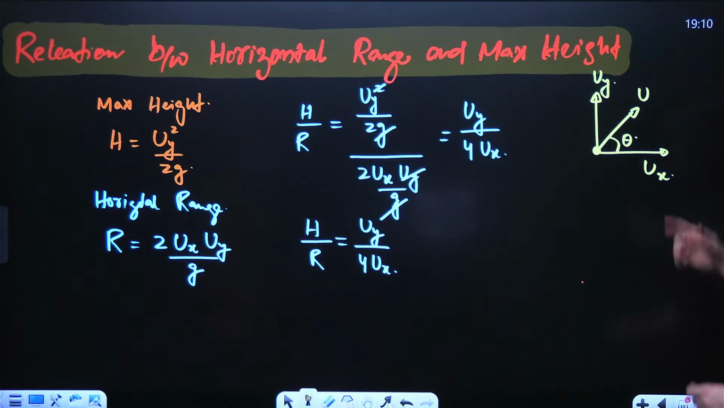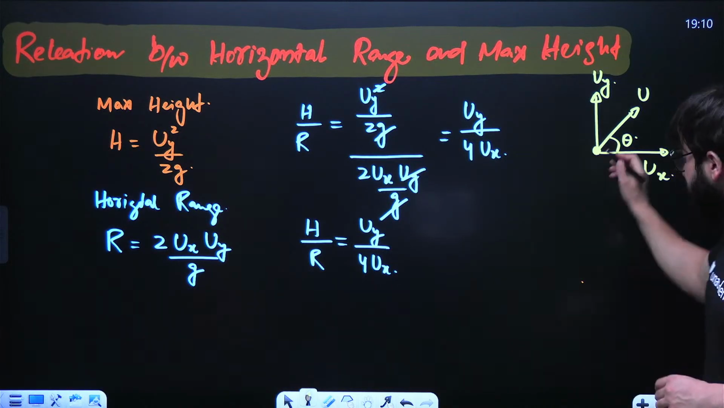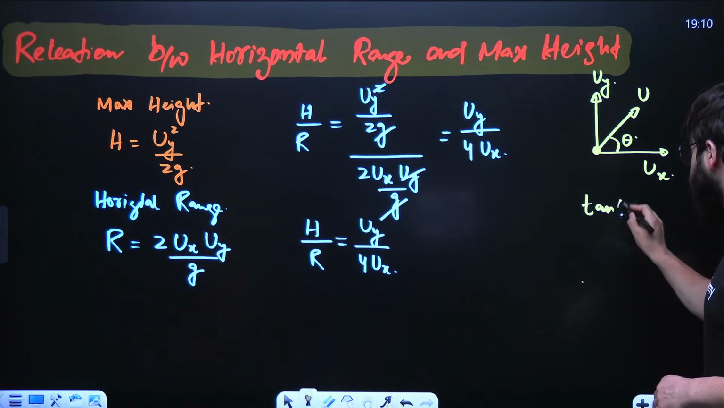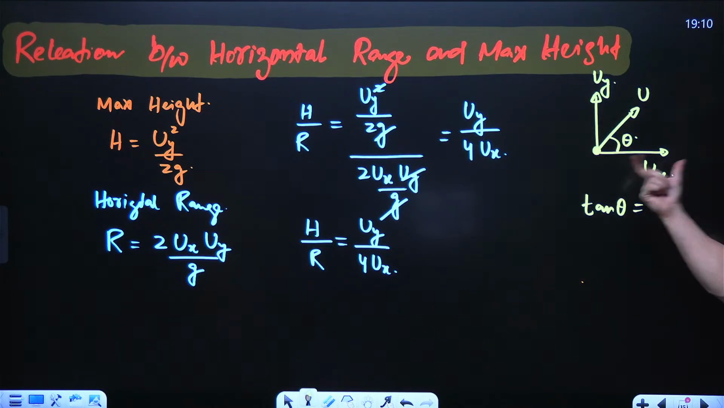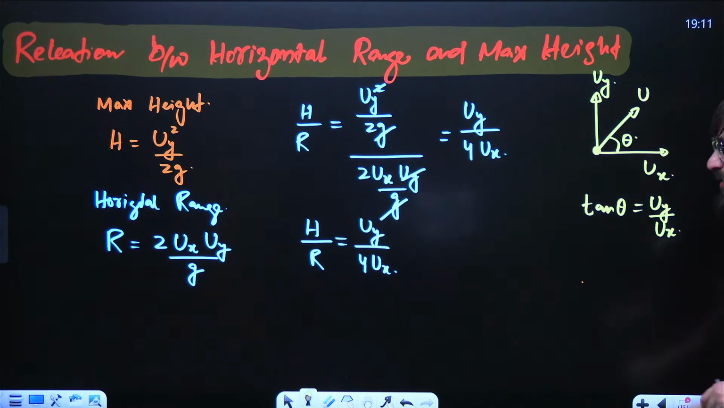Now, could you please tell me what is the value of this tan theta over here? Sir, tan theta here is perpendicular divided by base. And what is perpendicular? That is uy. And what is base? That is ux. Okay, this divided by this.